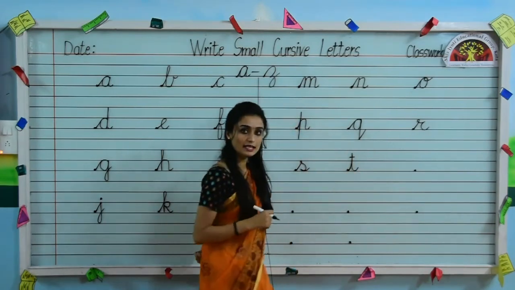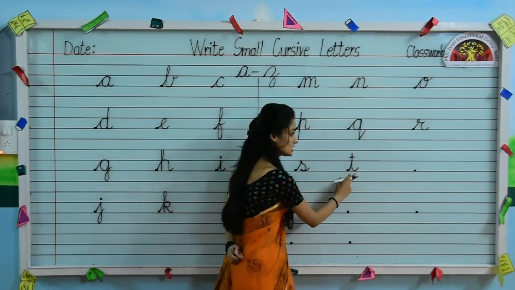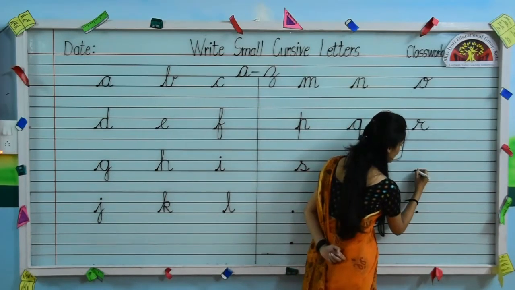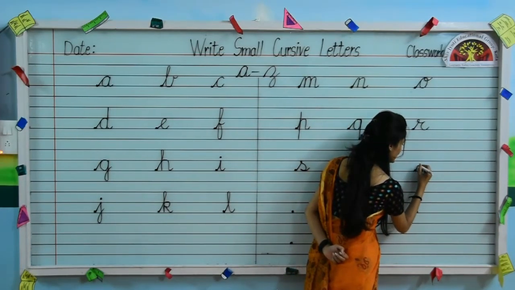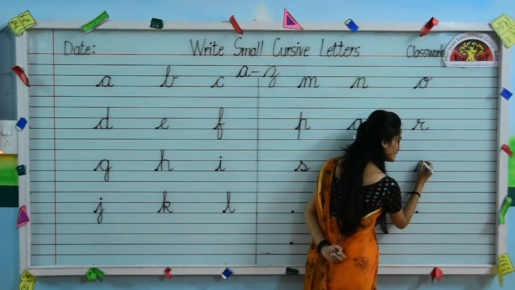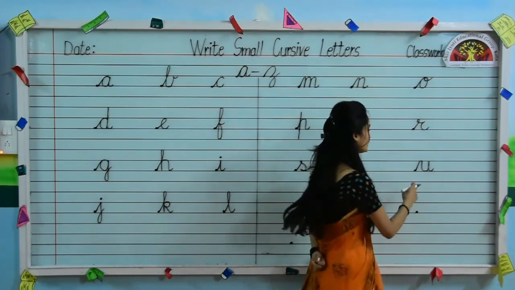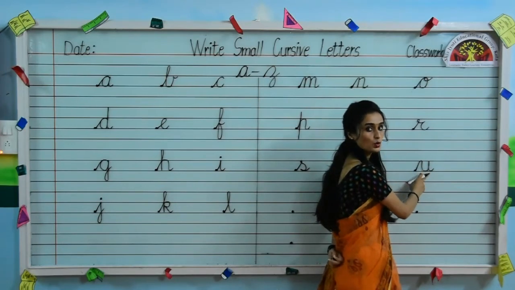Now tell me which is the next one? S, T. The next one is U. So put your pencil on this dot. Slanting line up. Touch the second line. Make a curve. Come down till the third line. Make a curve again. Go up, touch the second line. Come down till the third line and out like this. This way you have to write your letter U.